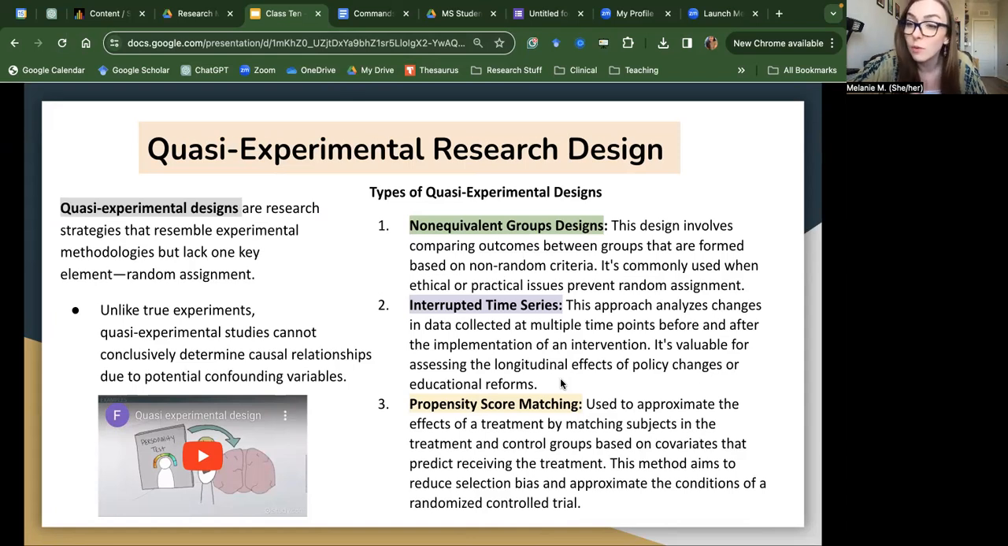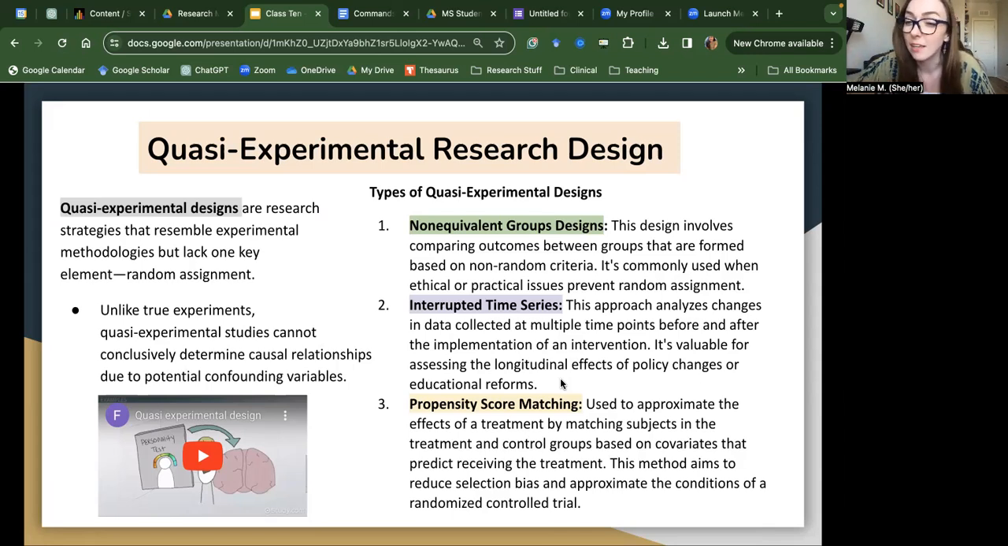So, unlike a true experiment that can try to assess causality, quasi-experimental studies cannot conclusively determine causal relationships due to potential confounding variables, and because essentially you can't hold one specific variable different. So in experimental research, we are able to have that random assignment, but in quasi-experimental, we can't have random assignment, which means they can't have causal outcomes, or we can't use statistics that confidently say this, A causes B, because it doesn't have the random assignment piece of it.